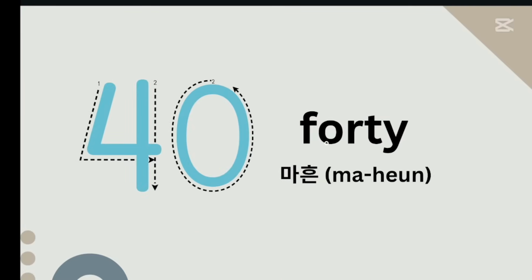So next number is 40. We write it starting with the letter F, O, R, T, Y. This time, no letter U. Remember, when you write the number 4, it's F, O, U, R. This time, we remove the letter U. It's F, O, R, T, Y. 40.